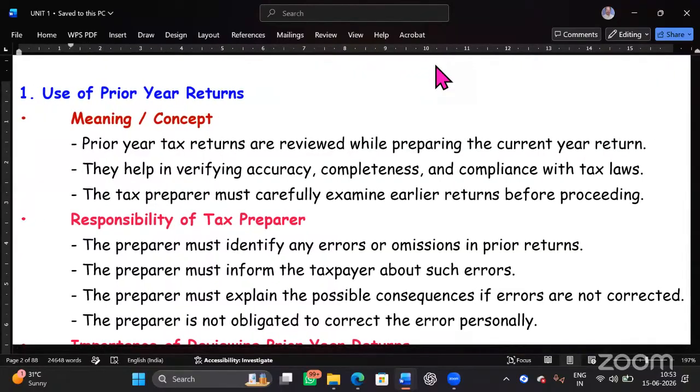Sometimes some errors might have crept in the last year. That can be identified in the current year. When we are again considering the last year return, then only it is possible.